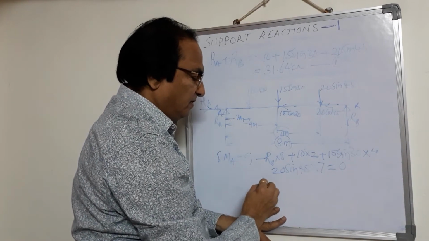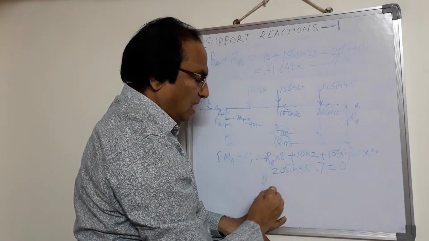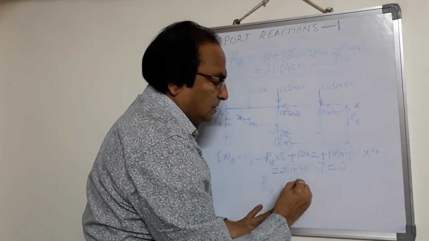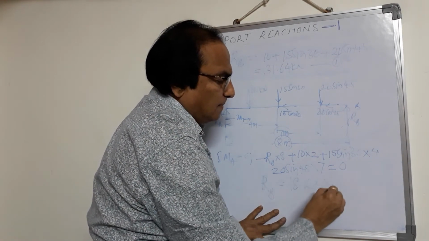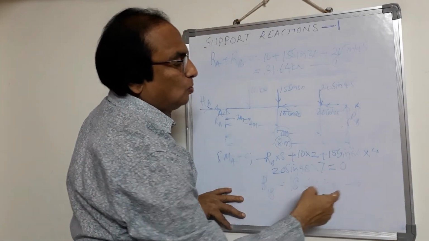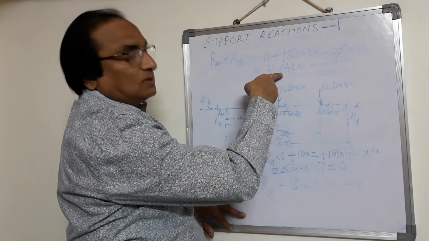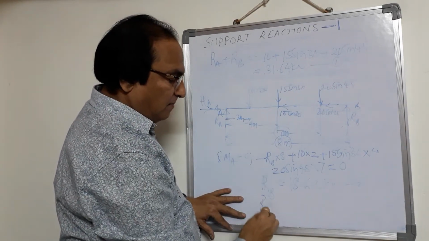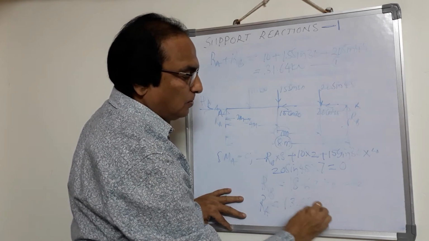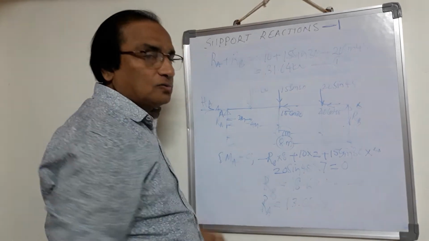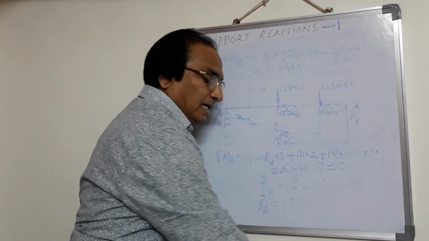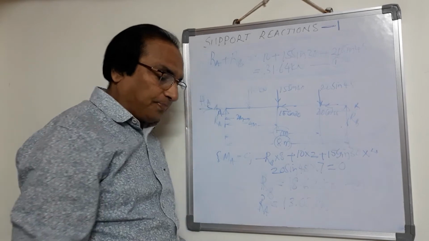So if you simplify for RB, you get RB is equal to 18.62 kilonewton. If you substitute this in equation 1, you get RA equal to 13.02 kilonewton. So these are the reactions that we found out in the beam carrying concentrated load.